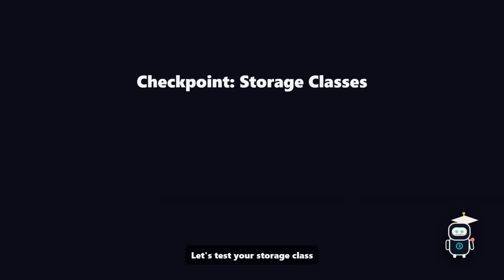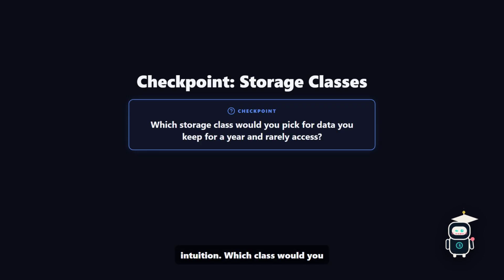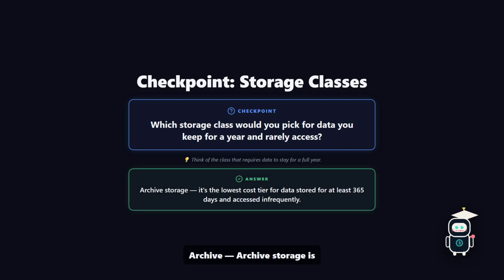Let's test your storage class intuition. Which class would you pick for data you keep for a year and rarely access? Pause. The answer is Archive. Archive storage is designed for data stored 365 days with the lowest cost.